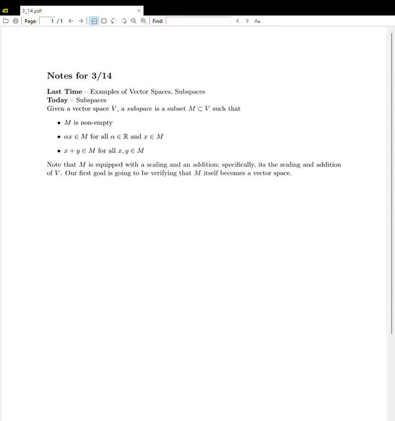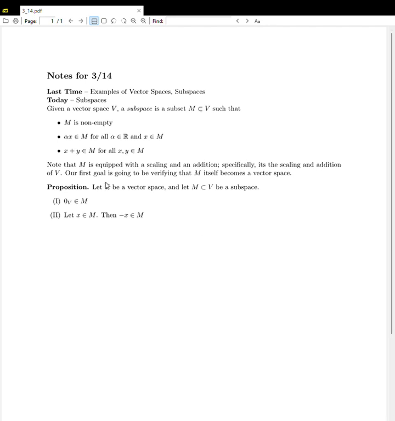Right. So that means if I'm claiming that M is going to itself become a vector space, it's going to have identities. It's going to have to have an identity. It's going to have an inverse. Now, we already have an identity in V, and we already have inverses in V. So it's going to behoove us to just use those rather than wholesale create new identities or new inverses.